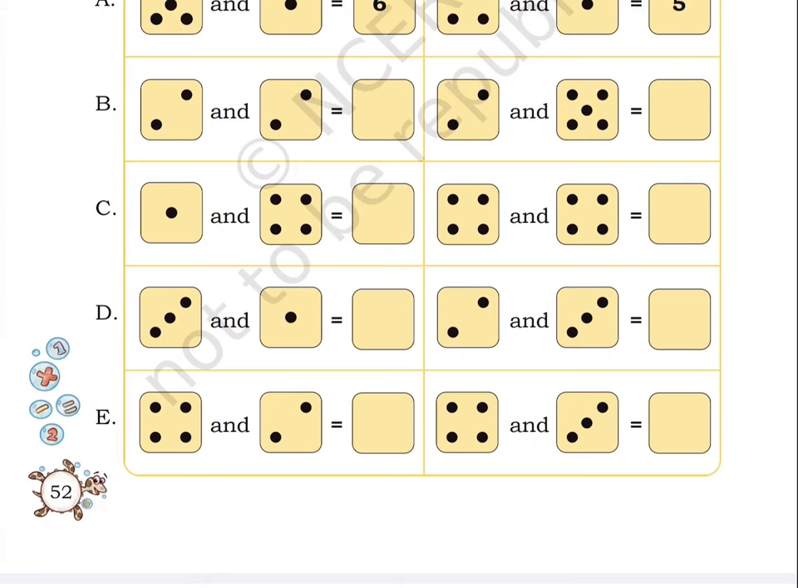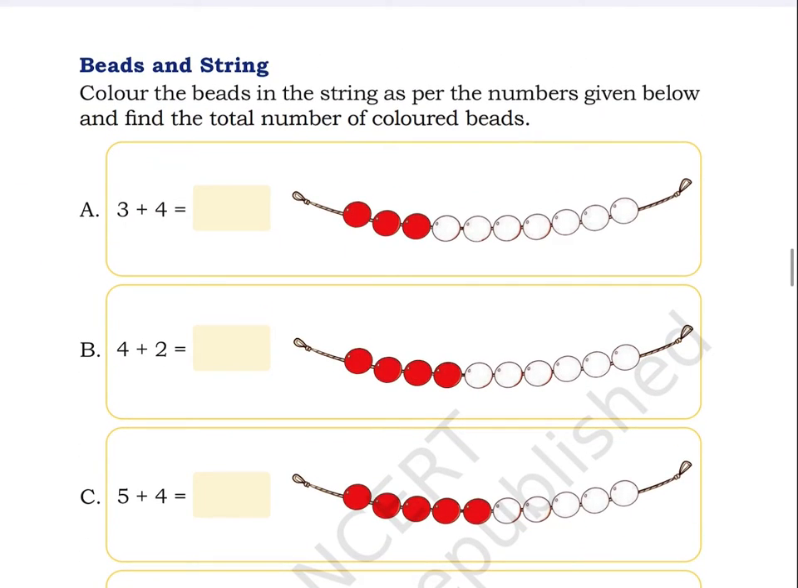Page number 53. Beads and string. Color the beads in the string as per the numbers given below and find the total number of colored beads. A. 3 plus 4 is equal to blank. In this string, we have 3 colored beads and 7 uncolored beads. B. 4 plus 2 is equal to blank. In this string, out of 10, 4 beads have been colored.